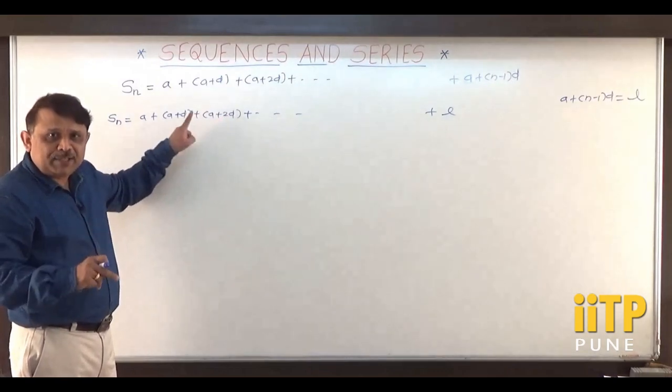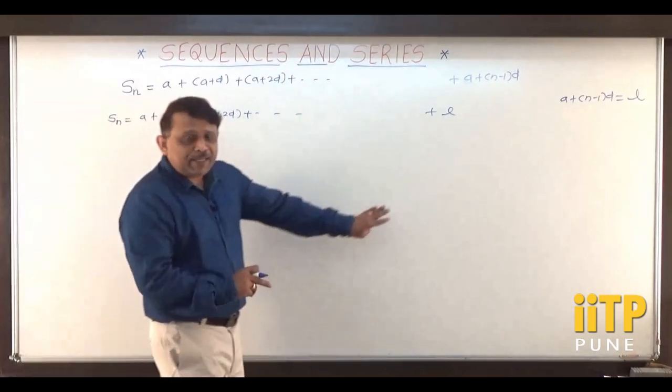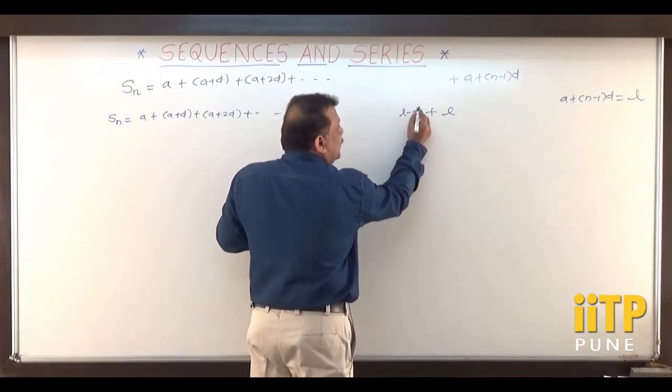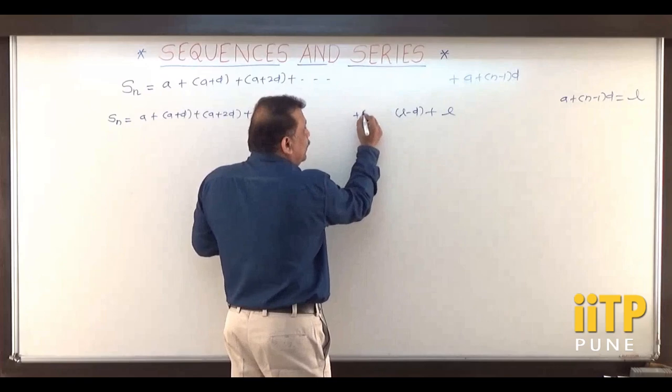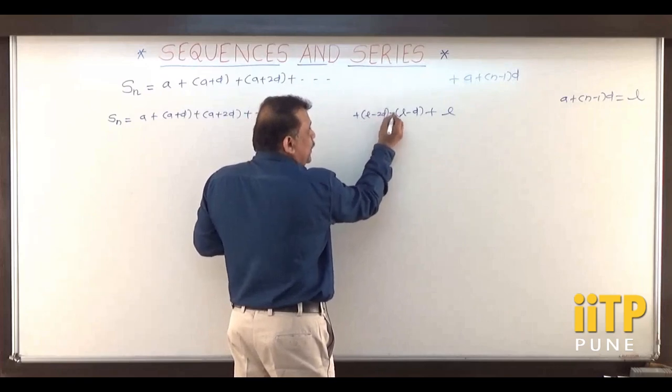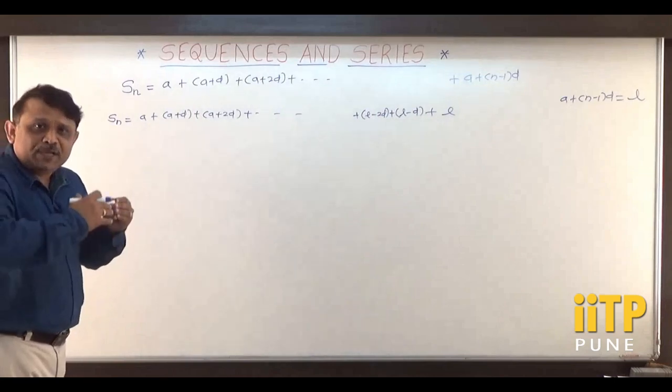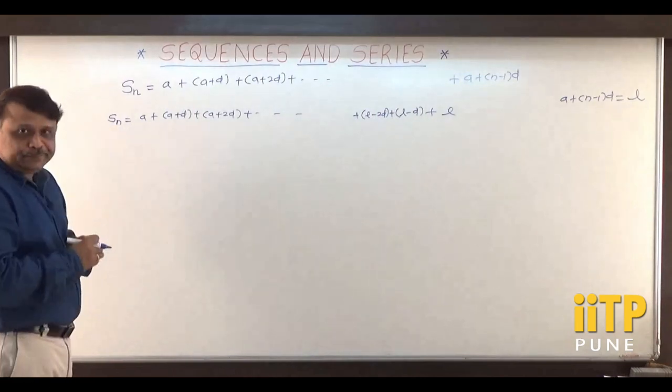2D minus D is D. So, A plus D is left. Likewise, the preceding term of L is what? L minus D. Its preceding term is what? L minus 2D. So, this way I am writing the sum of the first n terms of this Sn.